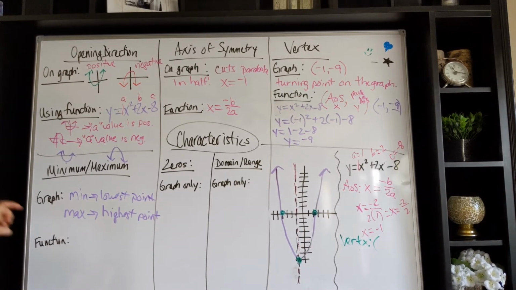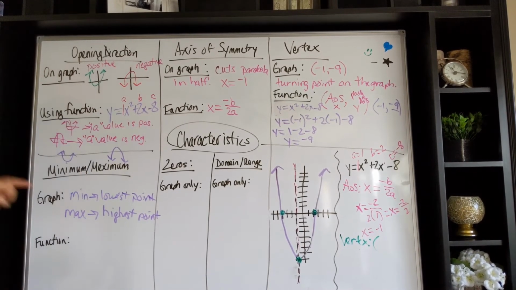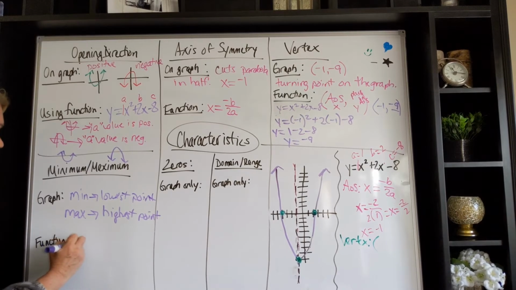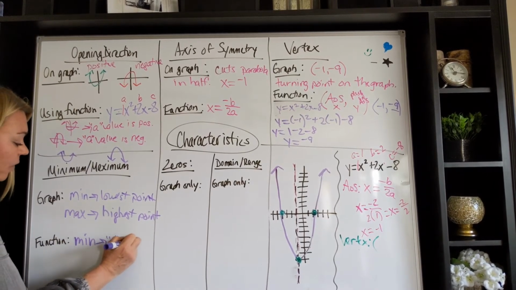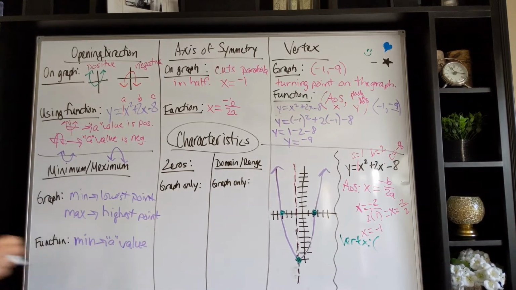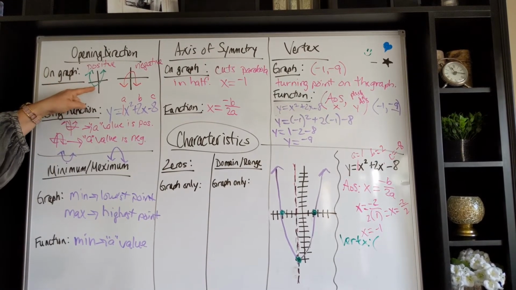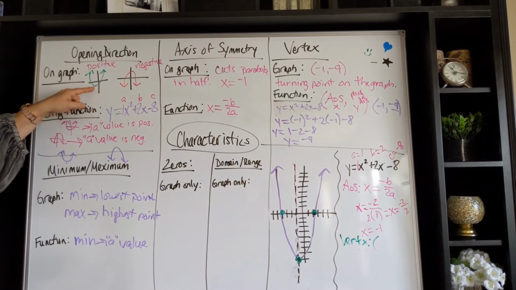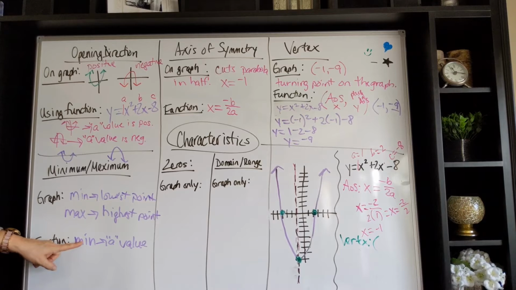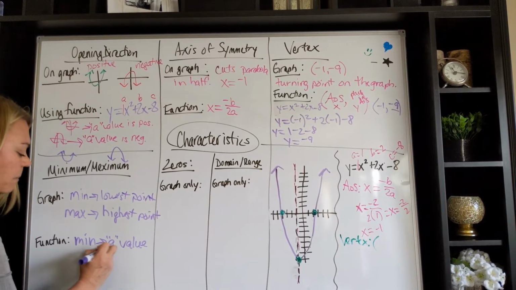If I'm looking at the function, we already can determine whether or not something is upwards or downwards, if it's facing up or down, by looking at the a value. So here's what I'm going to say. If you have a minimum, it means that your a value, let's go back and think about this. If it has a minimum, it means it has a lowest point, right? So that means that the a value of the function had to have been positive. So you're going to have a minimum if the a value is positive.